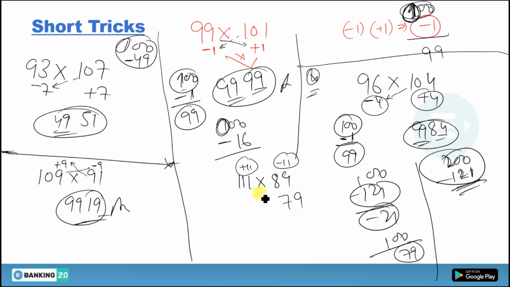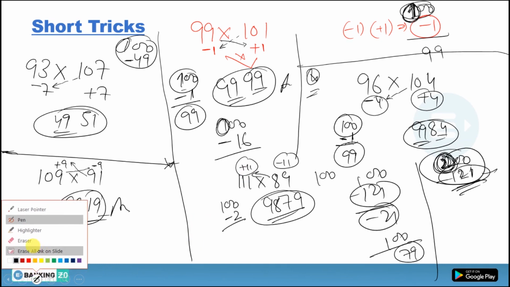If you get 79, now see one thing here. 89 plus 11, you're getting 100, and 111 minus 11, you're getting 100. Now you have subtracted from 200. So now if you add this here, you're getting 100. Now subtract 2 from here, because from 200 you are subtracting this 121. That's why you are subtracting 2 here. So you're going to get 9879. I hope this concept is clear.